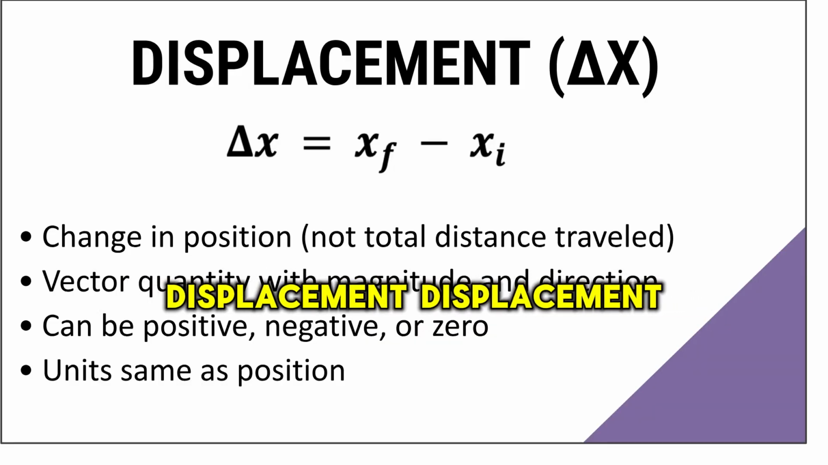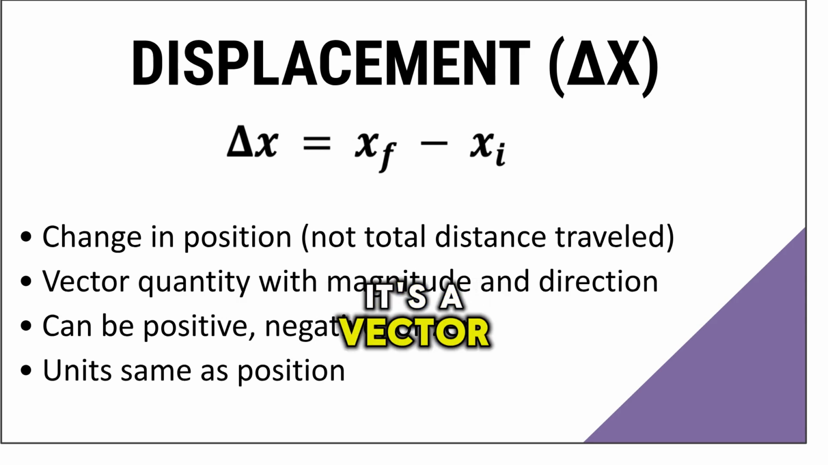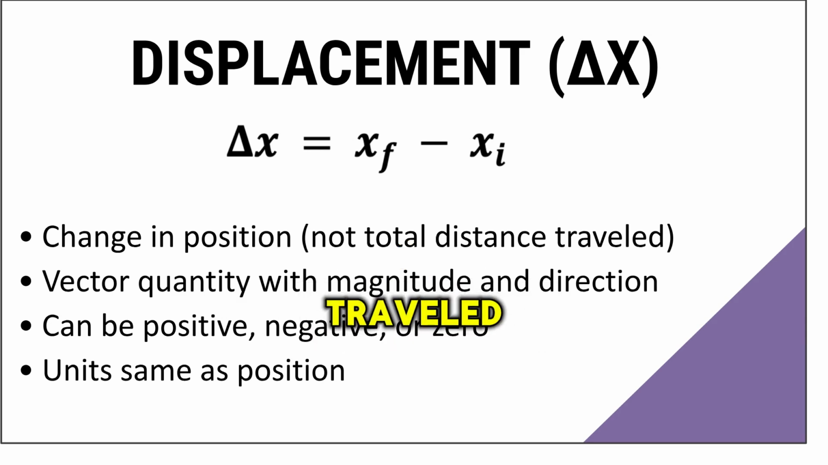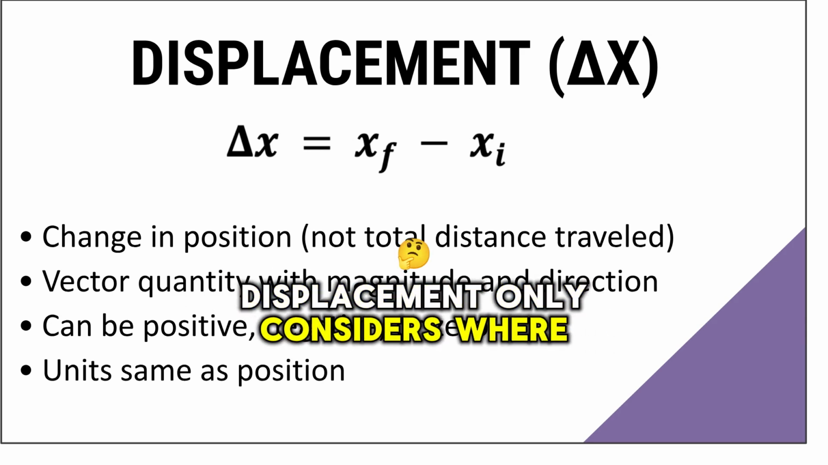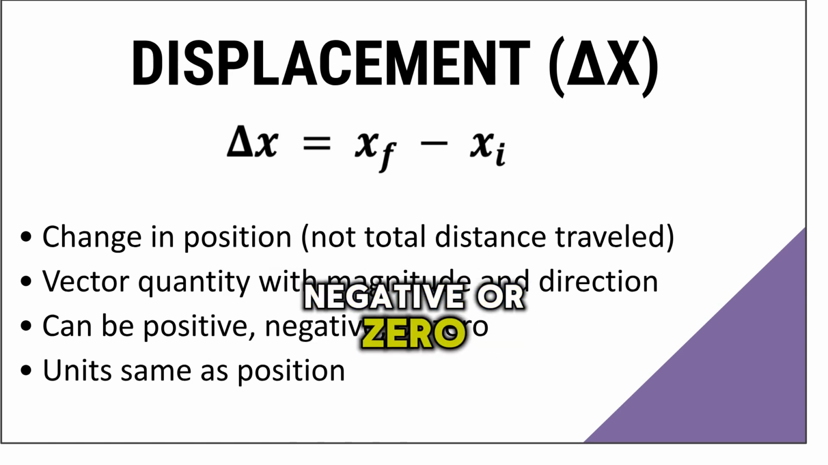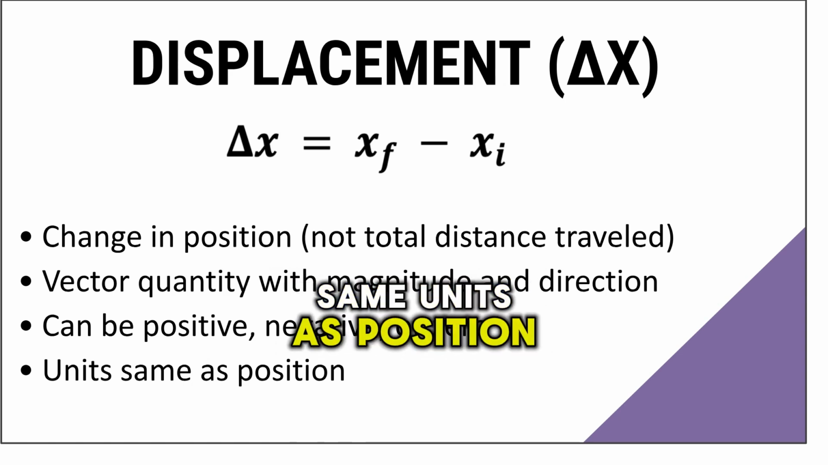Displacement. Displacement is the change in position. It's a vector, meaning it has both magnitude and direction. Unlike distance, which adds up the total path traveled, displacement only considers where you started and where you ended. It can be positive, negative, or 0, and it uses the same units as position.